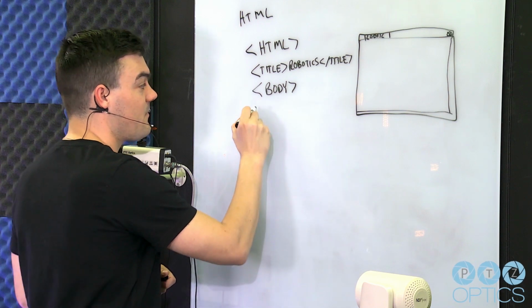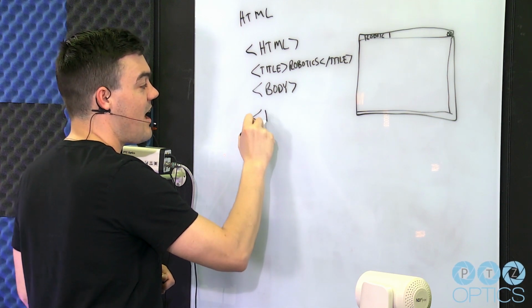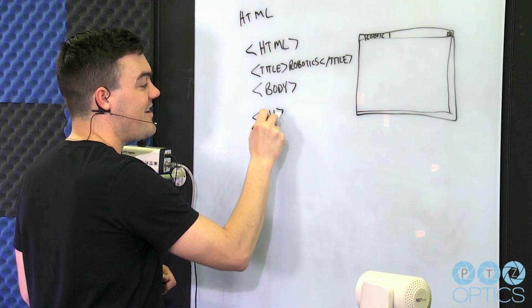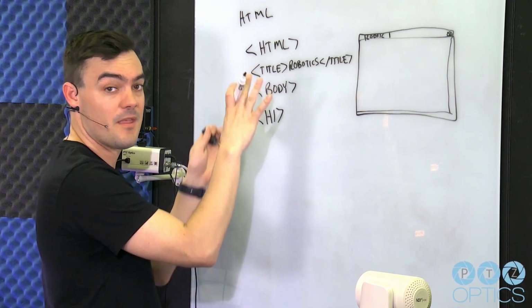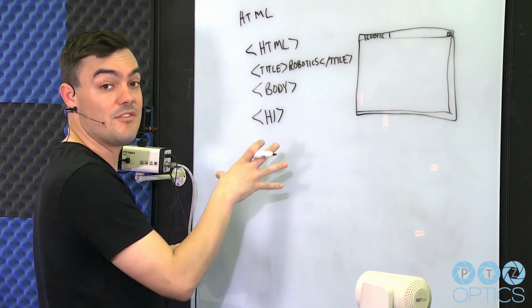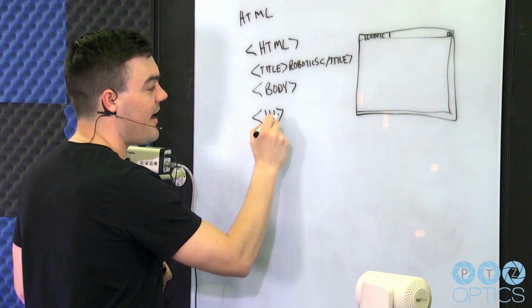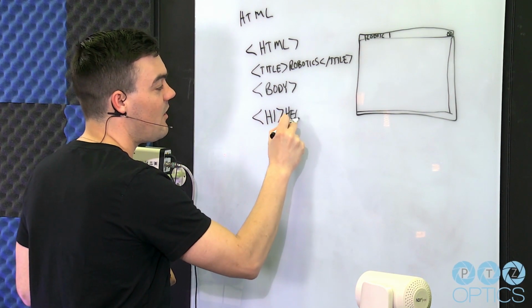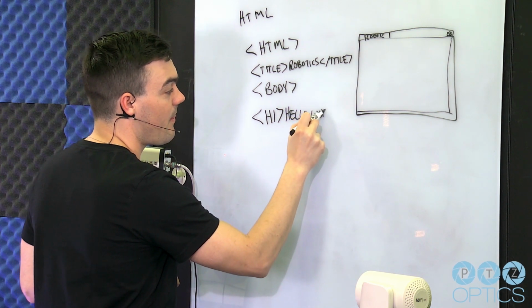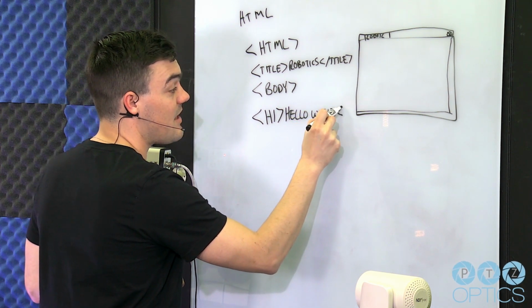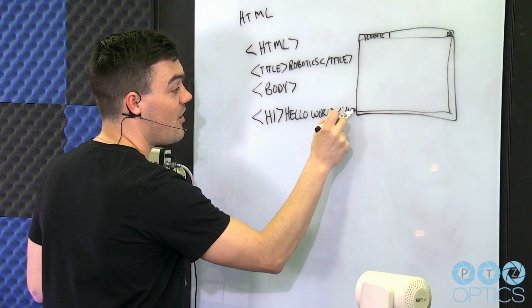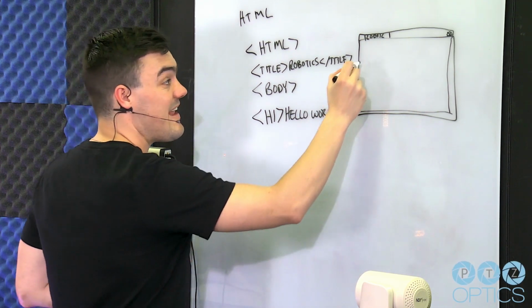So in the body, we're going to choose a header tag. And header tags are used as H1. So H1 is the biggest header. H2, H3, H4. Those are dictated by CSS generally. And we'll show how to use that. But in H1, we're just going to write hello world. And then I'm going to close that H1 tag with the slash H1. Boom.